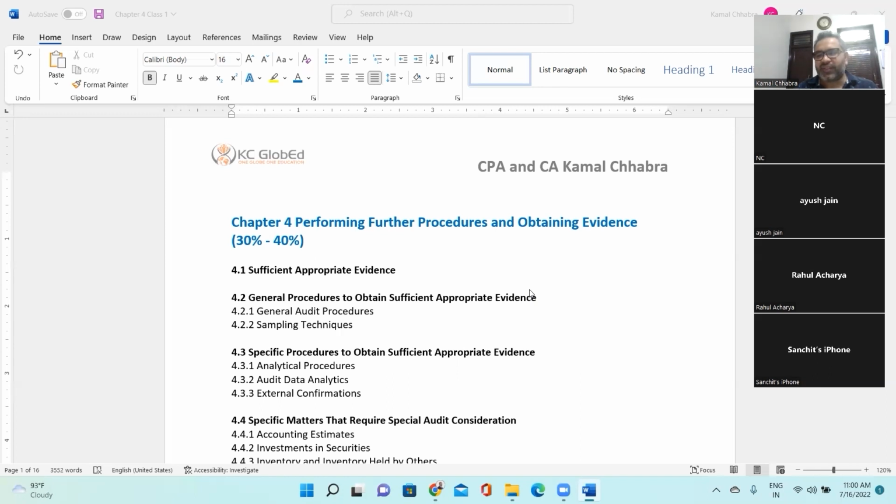Any idea? Auditors in the gang? Yeah, Kush, Sanchit, Jaspreet, Ayush, Rahul.